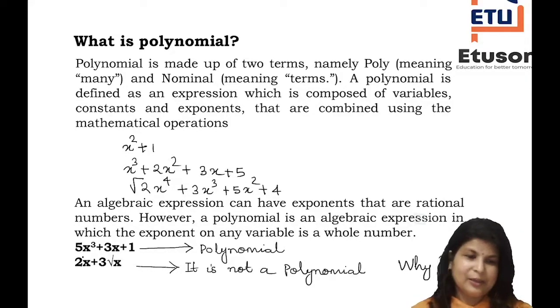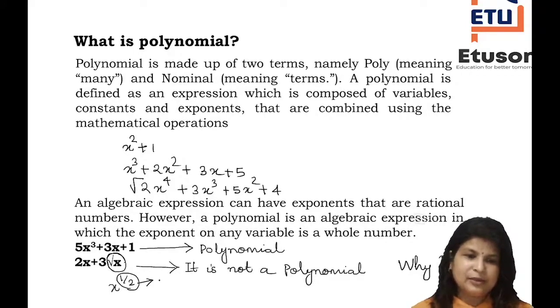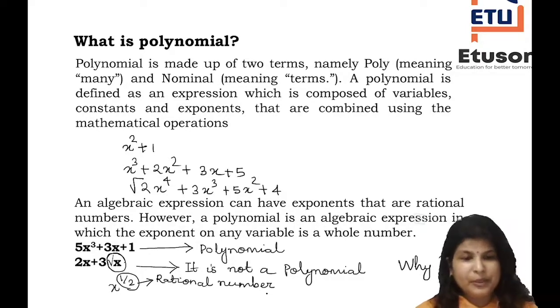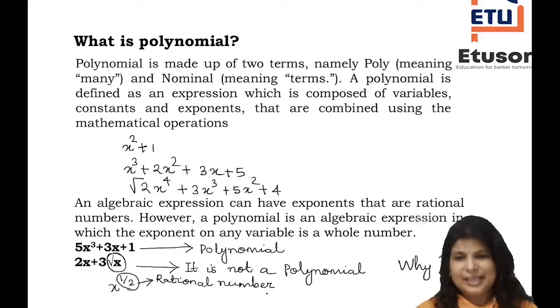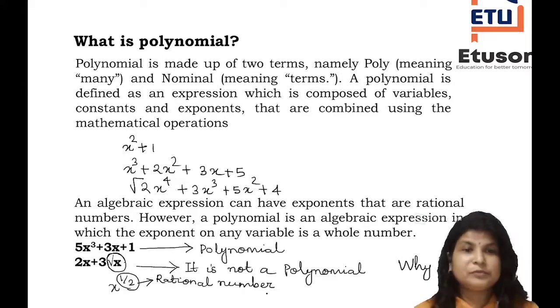Can you tell me why? Because just look at this. You have a root x. What is root x? Root x is x to the power 1 by 2. What is 1 by 2? It's a rational number. So if it is a rational number, then definitely it cannot be a polynomial. However, you can consider it as an algebraic expression. Correct, children? So hope the concept of algebraic expression and polynomial is clear to you.